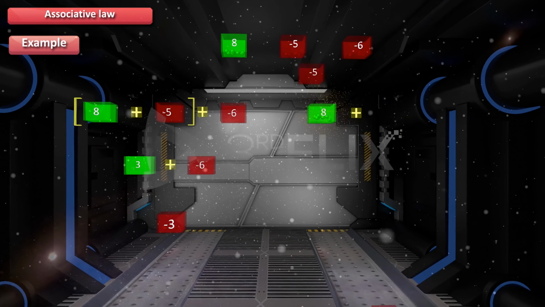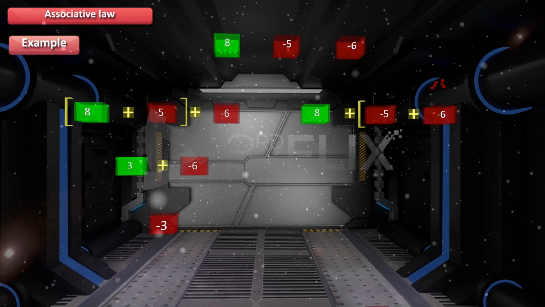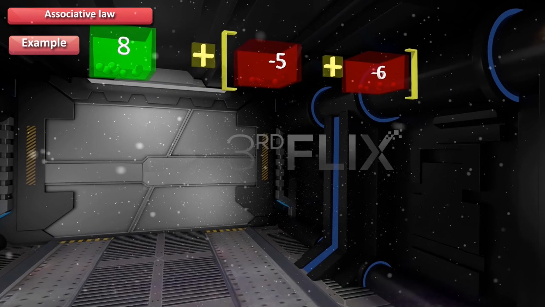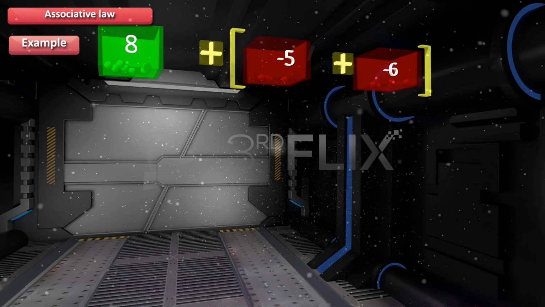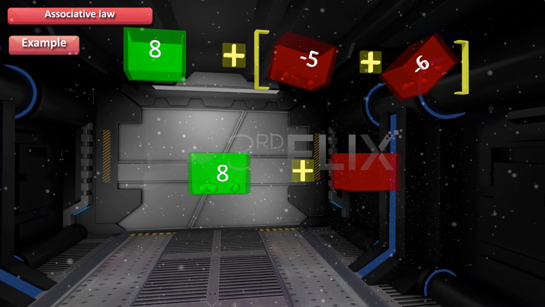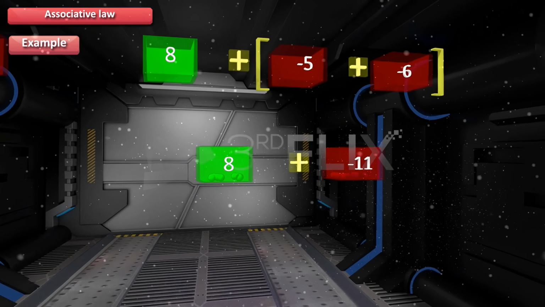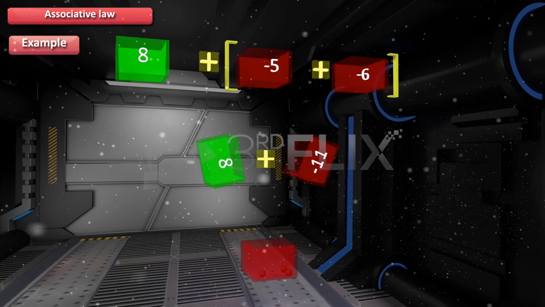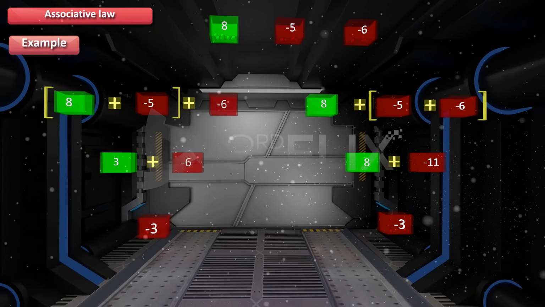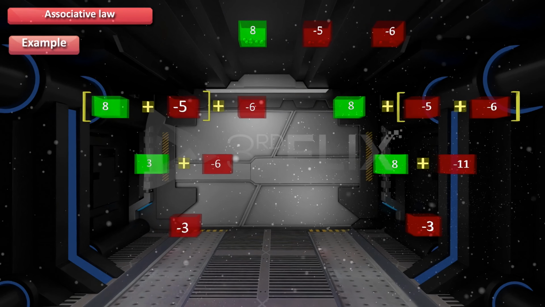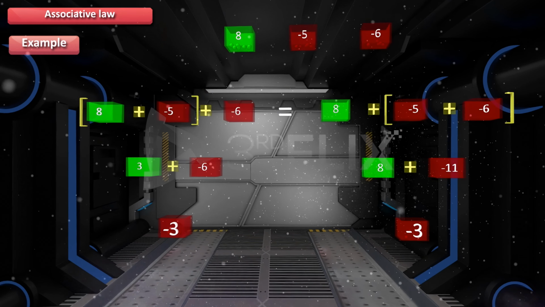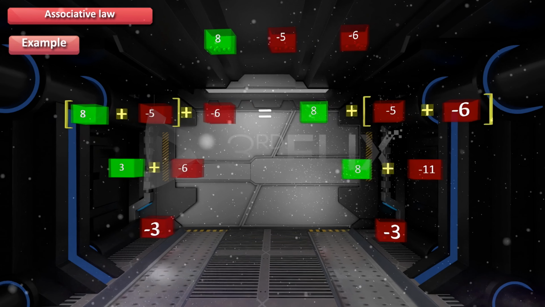8 plus of minus 5 plus of minus 6 equals 8 plus of minus 11 equals minus 3. Therefore, 8 plus of minus 5 plus of minus 6 equals 8 plus of minus 5 plus minus 6, grouped either way.